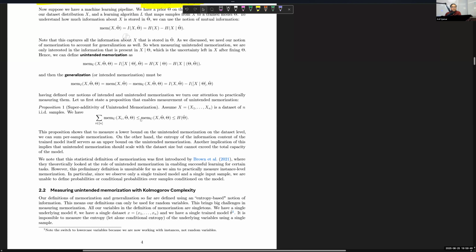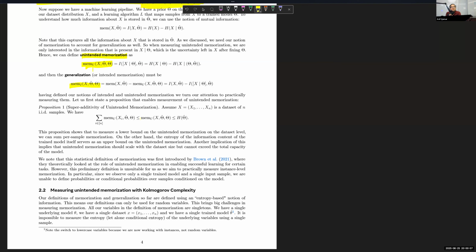And they define, important to note is that they use statistical measures. Remember, statistical measures are over the entire data sets. Unintended, the memorization part versus the generalization part. So they keep talking about unintended memorization. It is the thing from the data.